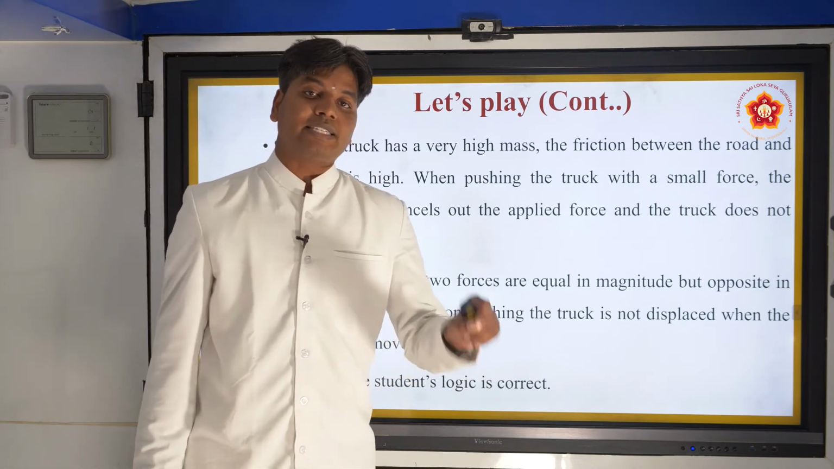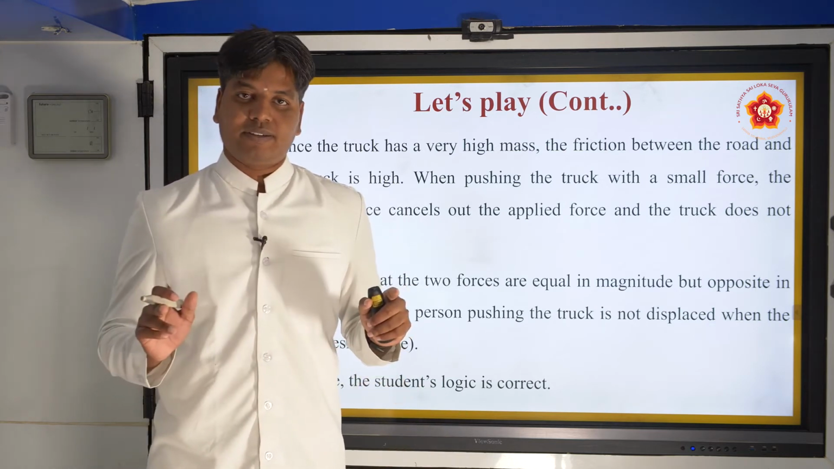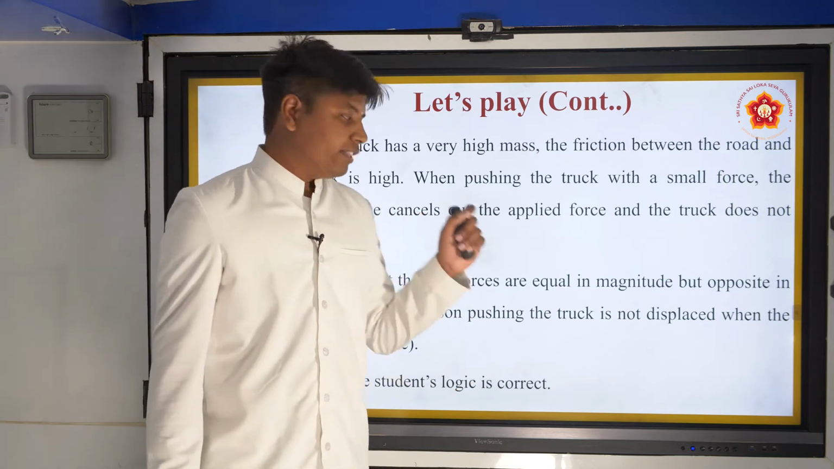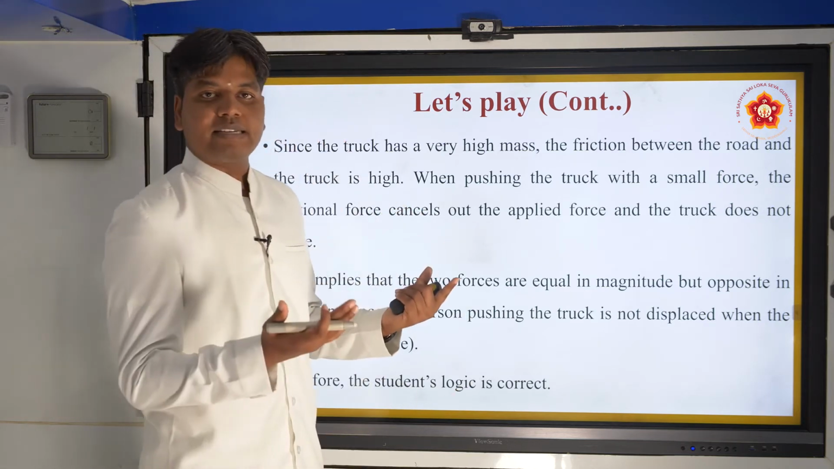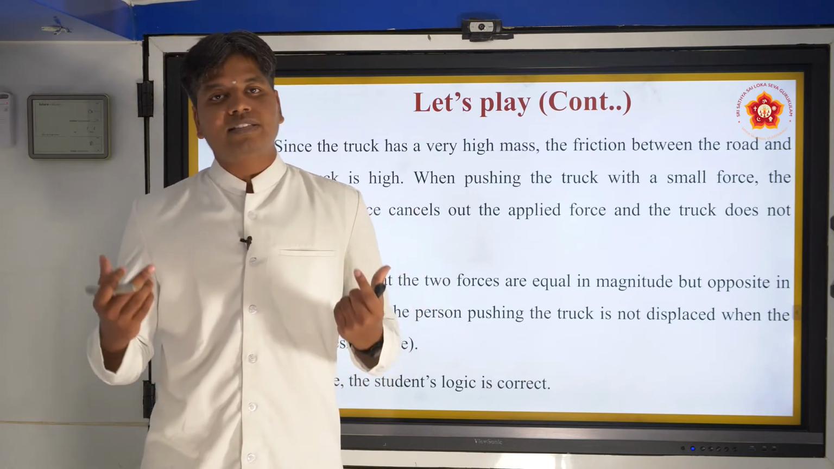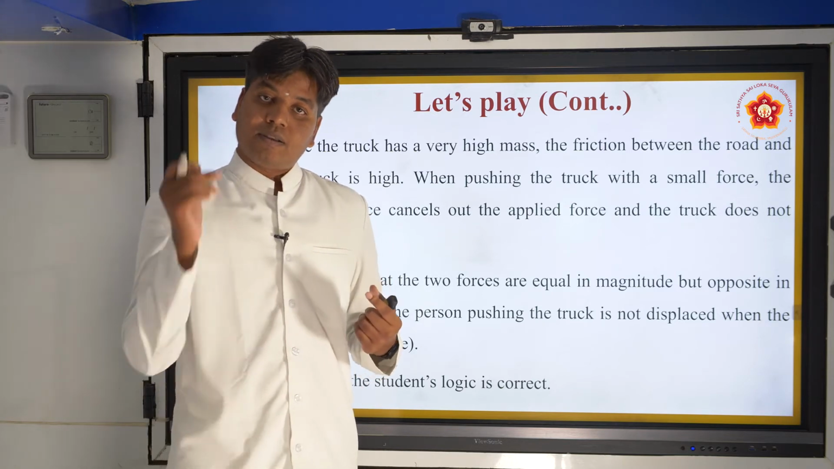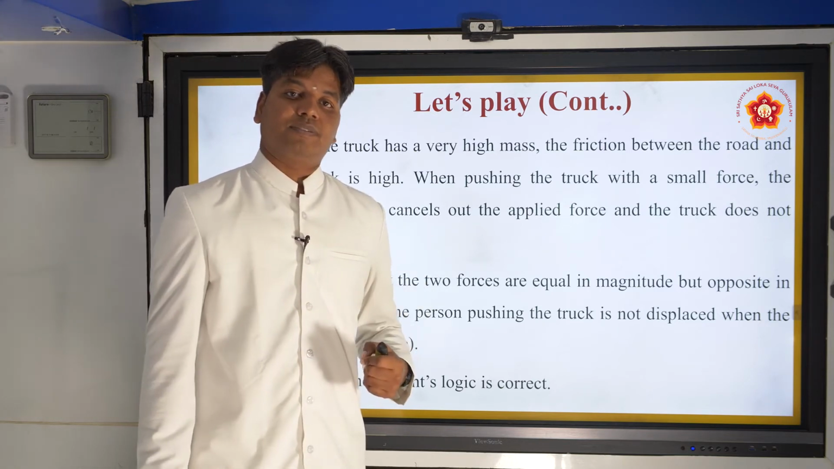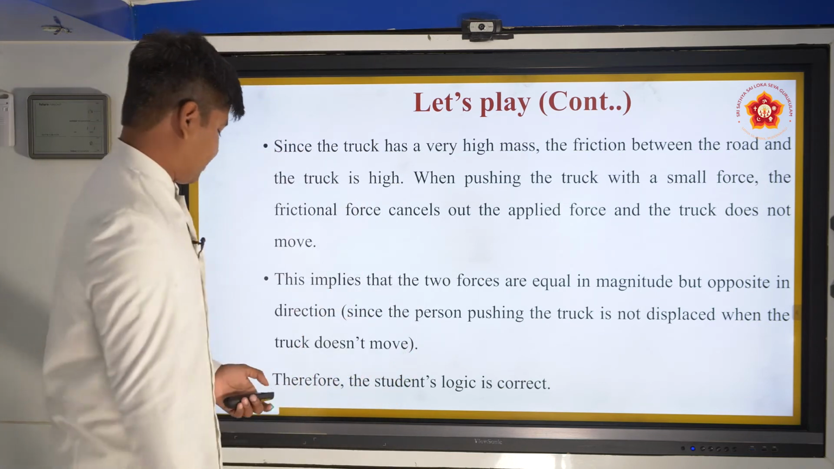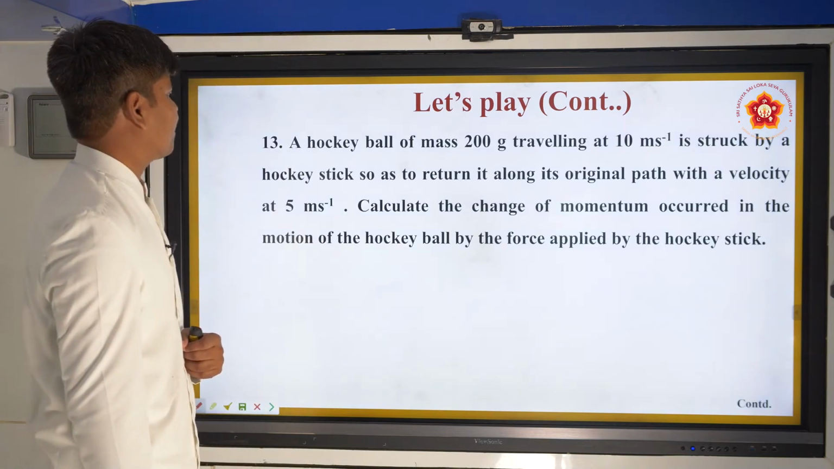Had he told that action and reaction pairs are cancelling each other out, then he is completely wrong. It is not the action and reaction pair that are cancelling each other. Because the truck is static, you can say it is under balanced force. The balanced force is from the forces acting on the truck, by you and by the ground. Alright, this answers your second question. Now let's go and see the third question.